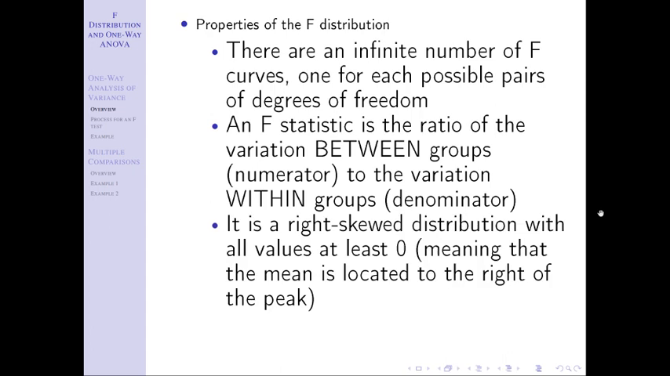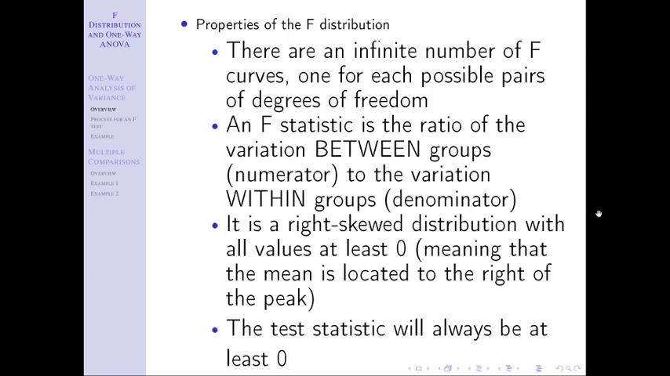The F distribution is right skewed, and all of the values are at least 0. Again, you can kind of see that visually there. I'm just having you write that down in words just to align with your picture. And of course, because the F distribution has all of its values greater than 0, the test statistic will also always be at least 0.